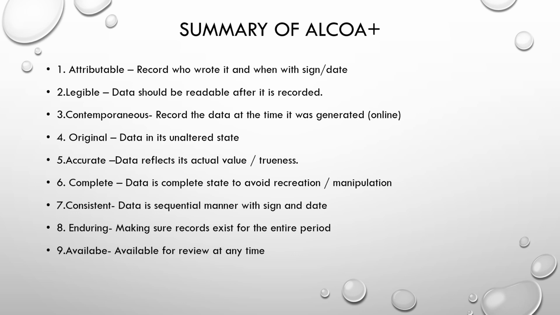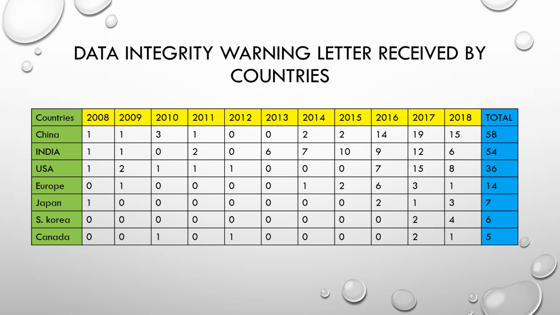Okay. So let's just move to the next slide. This slide talks about the data integrity warning letters received by countries. Okay. So in the past 10 years, from 2008 to 2018, how many countries have received data integrity warning letters? So I created this table, and it clearly states that China is leading with the highest data integrity warning letters by the FDA from 2008 to 2018.